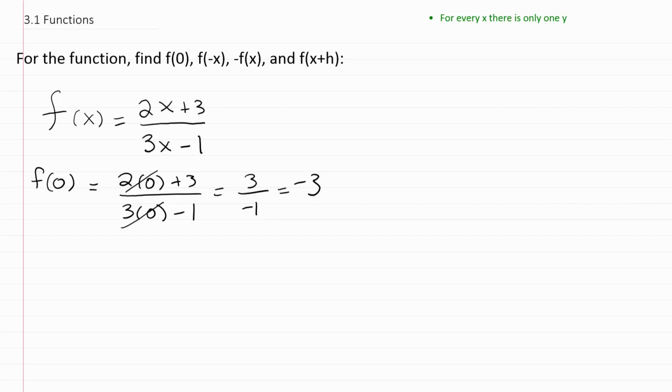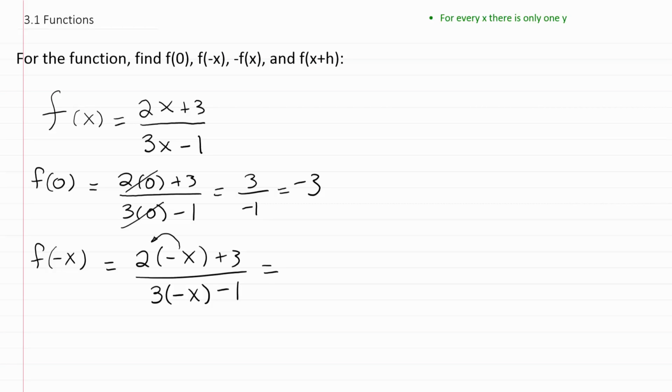All right, let's try f of negative x. That means every place in the original function where we see an x, we replace it with negative x. So we'll have 2 times negative x plus 3 over 3 times negative x minus 1. Now, this negative can come out and multiply by the 2. So we'll end up having negative 2x plus 3 over negative 3x minus 1. So same thing, the negative multiplies by the 3, giving you negative 3x, right? And that's basically it.